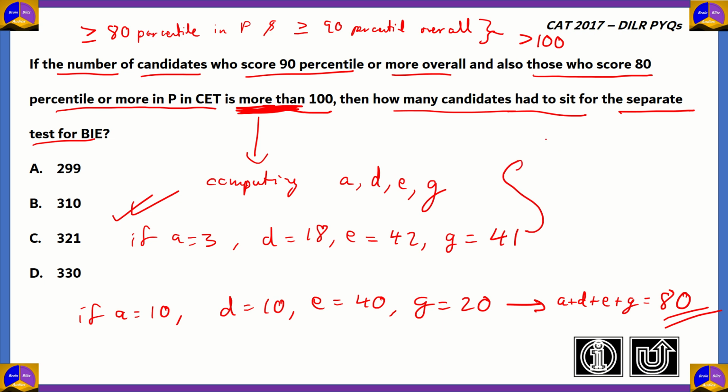However, let's still calculate the amount of people. So A plus D plus E plus G would be like this. It'll be 42 plus 41 plus 18 plus 3. 2 plus 1 is 3, 3 plus 3 is 6, 6 plus 8 is 14.